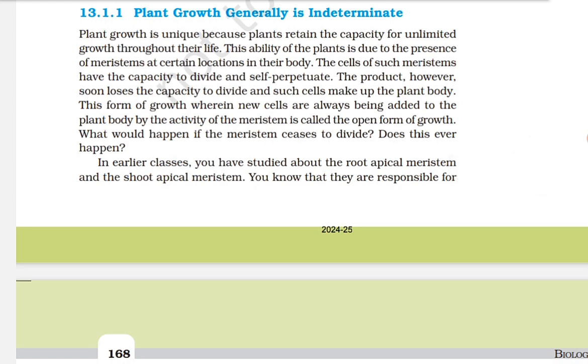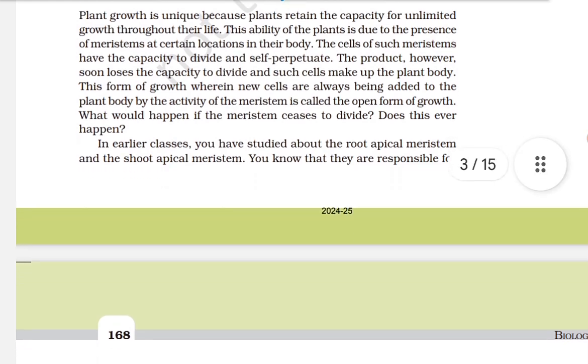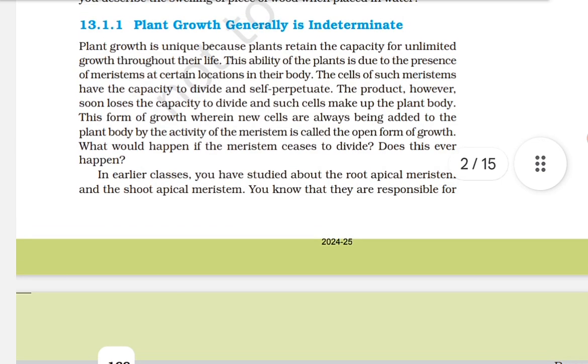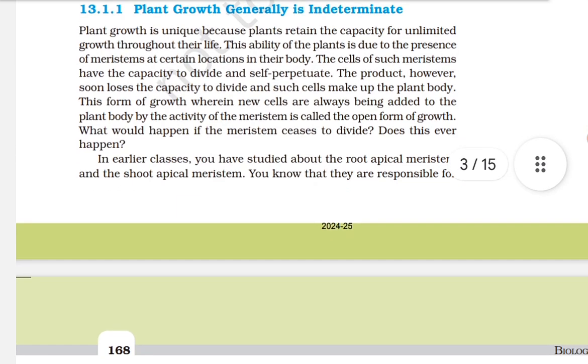How would you describe the swelling of a piece of wood when placed in water? That is imbibition. Am I right? Did I give the right answer? How would you describe the swelling of a piece of wood when placed in water? That is imbibition. Correct answer, okay.